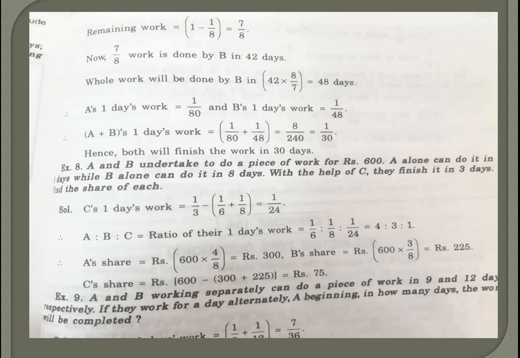So next I have to find the sum of the ratio terms, which is 4 plus 3 plus 1, which is 8. So A's share will be from the 600, the A ratio is 4 divided by the total ratio 8, which is rupees 300. Likewise, I have to find B's and C's share also.